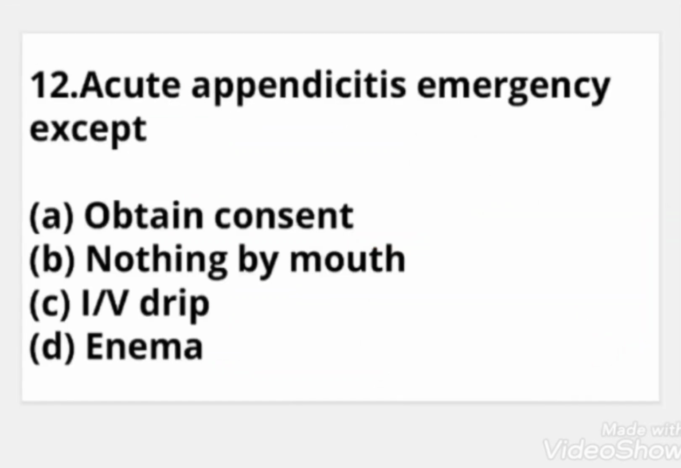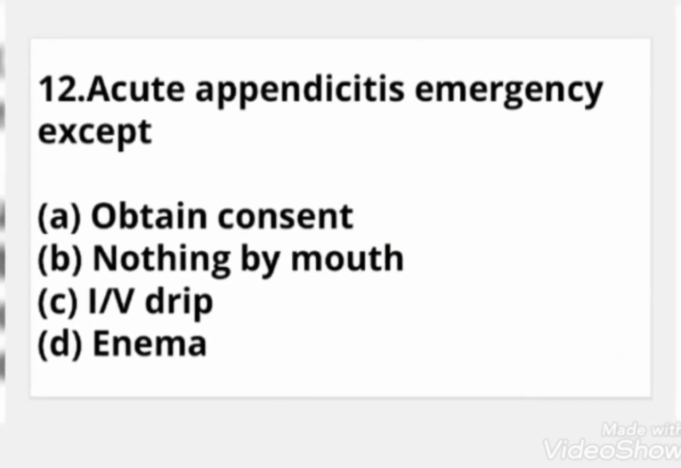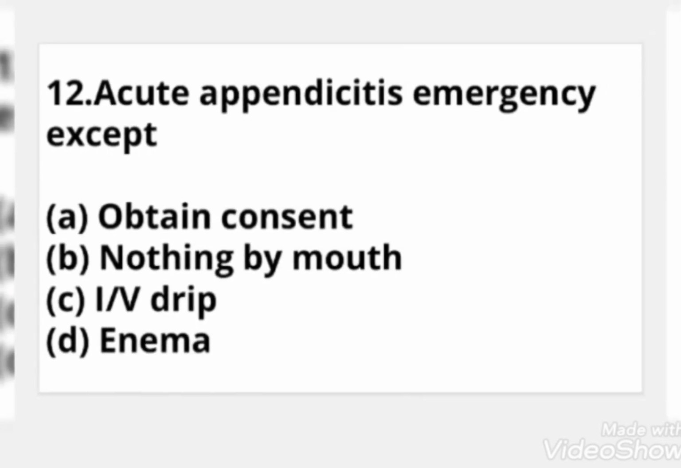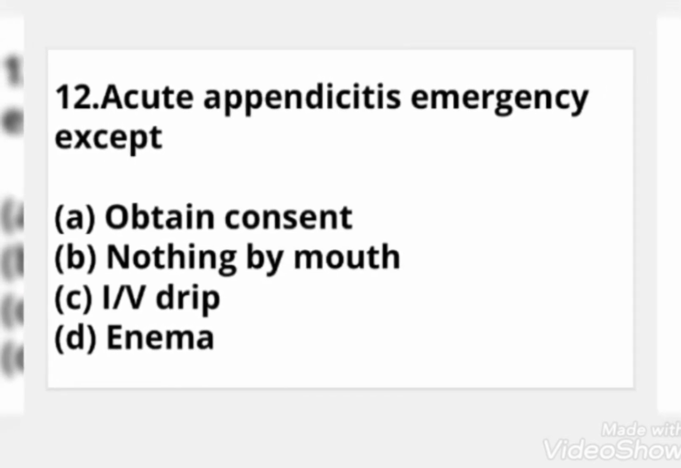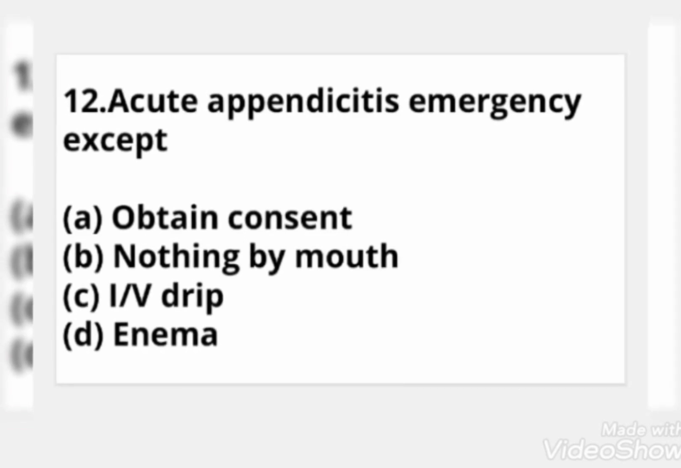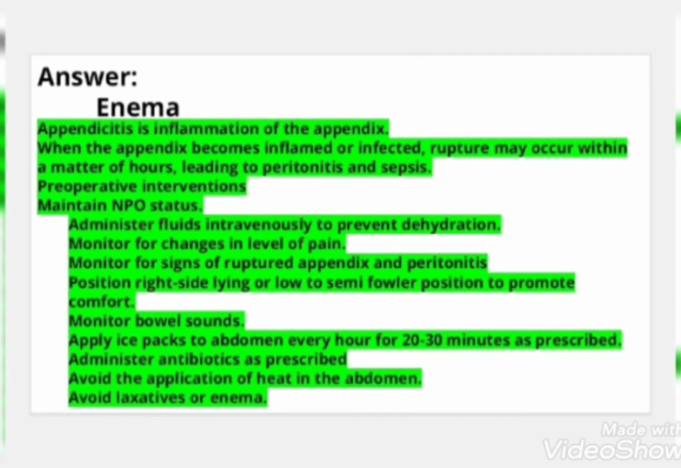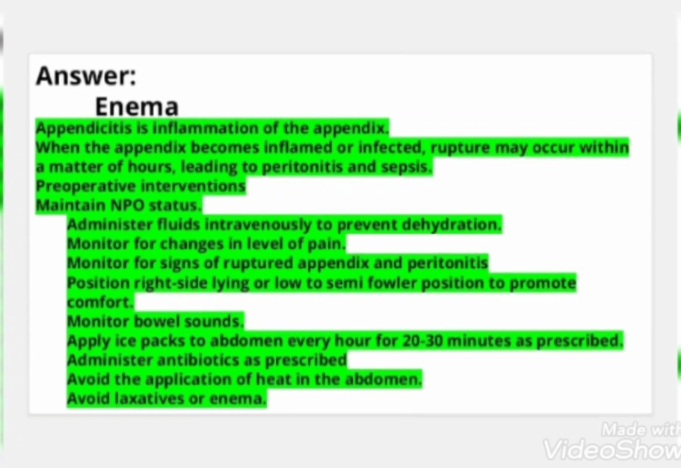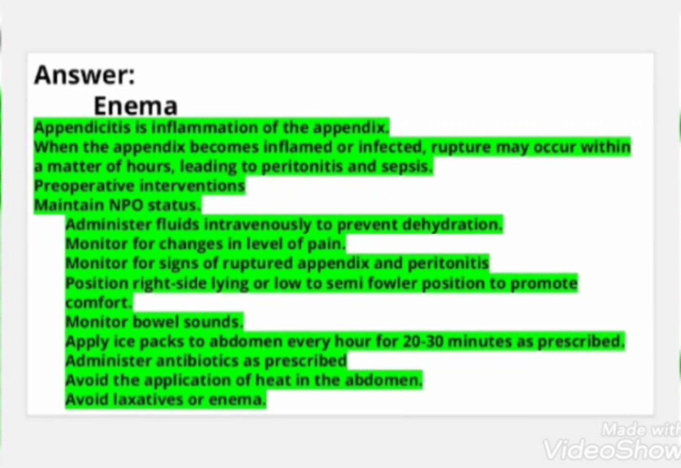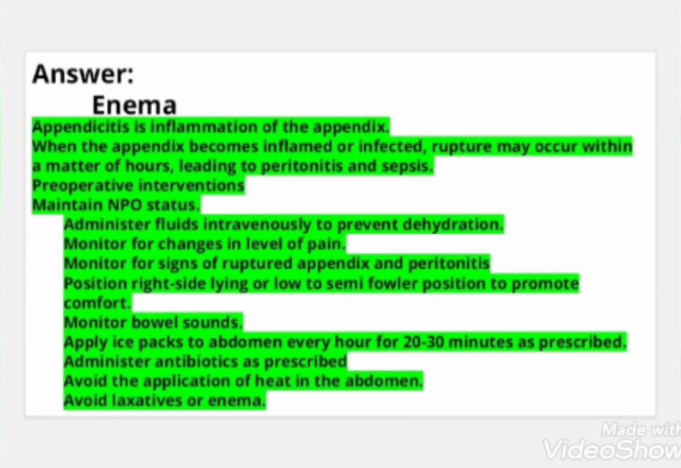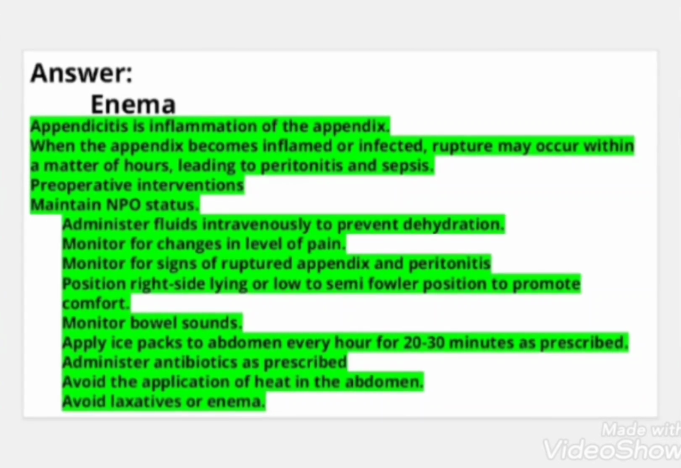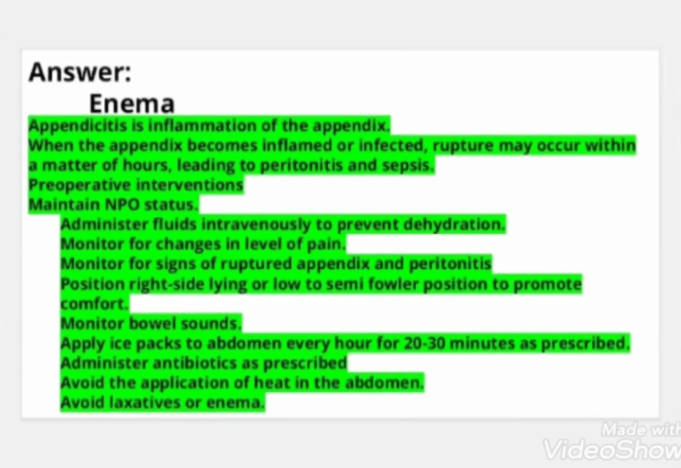12. Acute appendicitis emergency except A. Obtain consent, B. Nothing by mouth, C. IV drip. D. Enema. Answer: enema. Appendicitis is inflammation of the appendix. When the appendix becomes inflamed or infected, rupture may occur within a matter of hours, leading to peritonitis and sepsis.